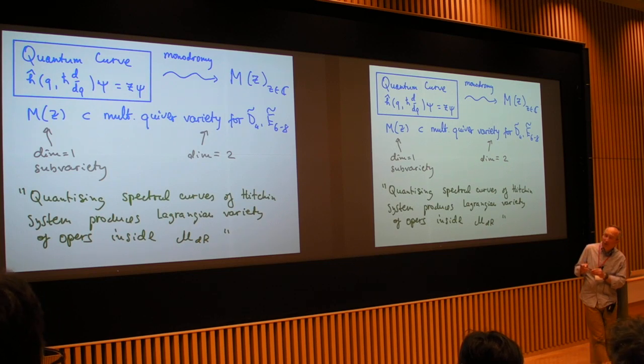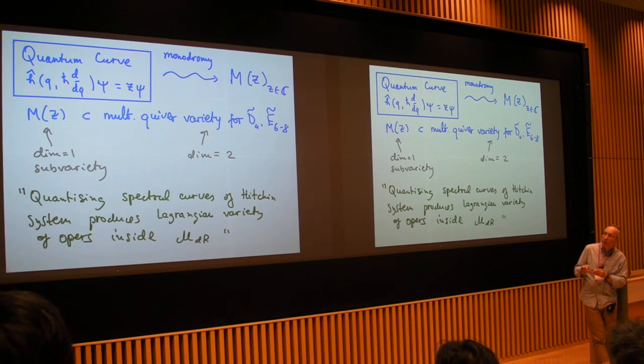monodromy representations of the fundamental group of the punctured sphere, and what happens is that the local monodromy tells you that the eigenvalues of local monodromy around the punctures will be rather special, and as a result, you conclude that the monodromy of each of these equations can be seen as a point on the multiplicative quiver variety of those affine quivers.